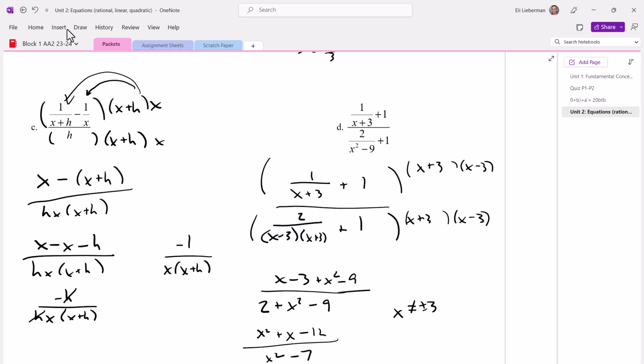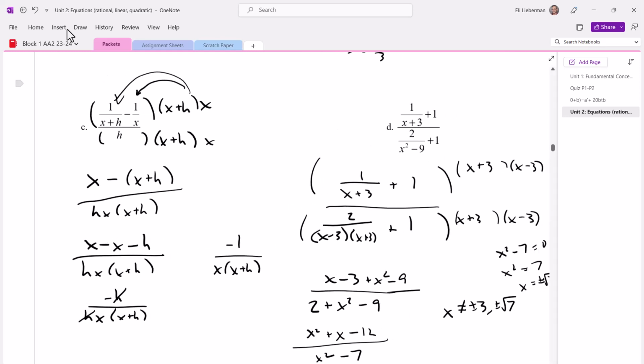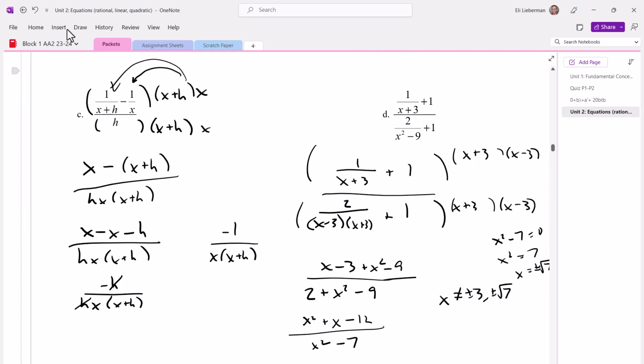Anything else? How do you solve this? X squared minus 7 equals 0. X squared equals 7, so x equals... Just positive root 7? Plus or minus root 7, so it can't equal either one of these. And we didn't do the exclusions for this last one, for C. Well, let's see. Yeah, for both of them.